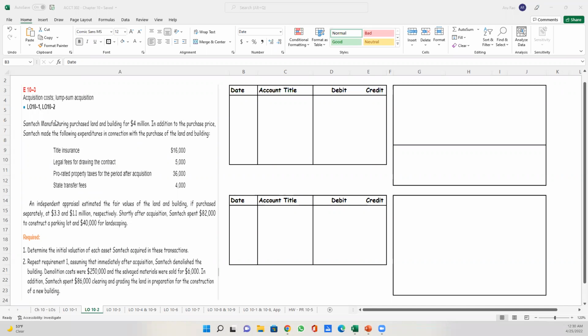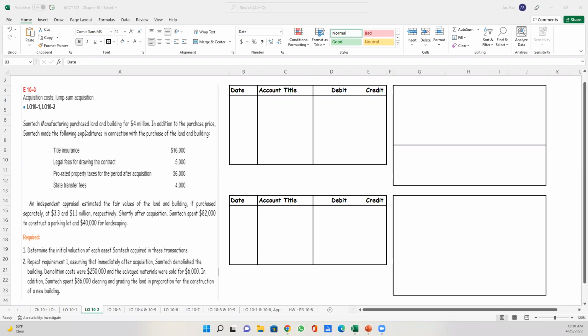Hello and welcome back to another exercise relating to acquisition of assets. In this case, we're looking at tangible assets, but we have a lump sum purchase and we have two different scenarios we're looking at. So let's start with the first basic information given over here.